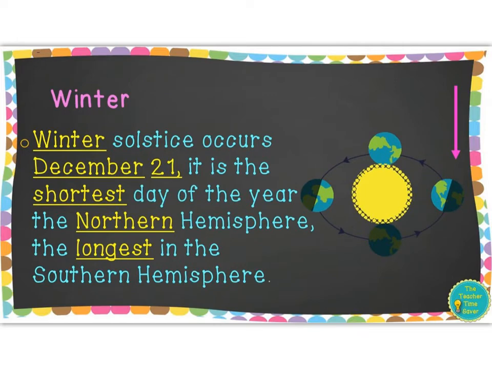For our winter solstice, it's going to be on December 21st, so that makes it kind of easy because they're both the 21st. But our winter solstice is going to give us our shortest day, meaning we're going to have not many hours of sunlight versus on our summer solstice. But for the Southern Hemisphere, they're going to get their longest day because, again, they're in summer.